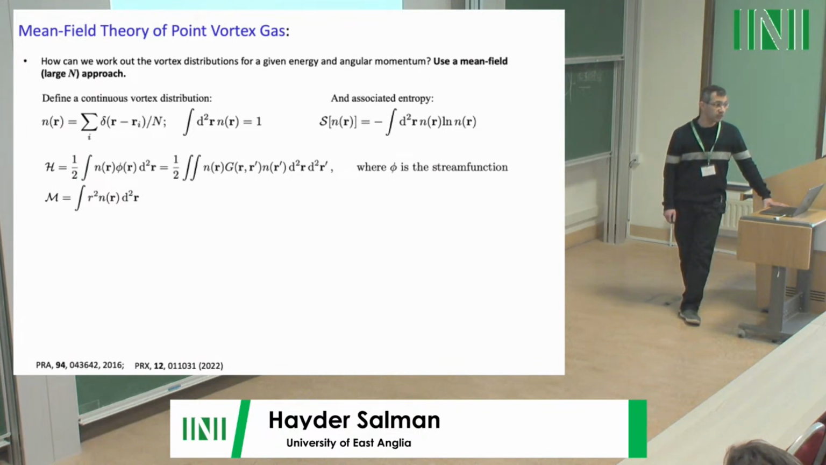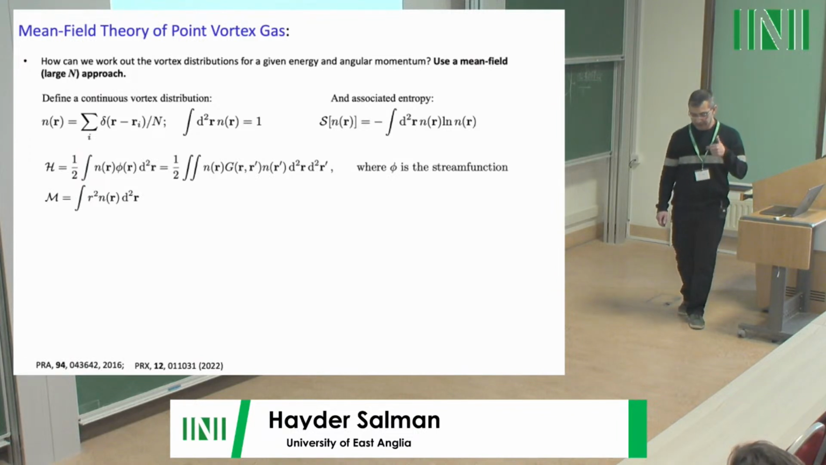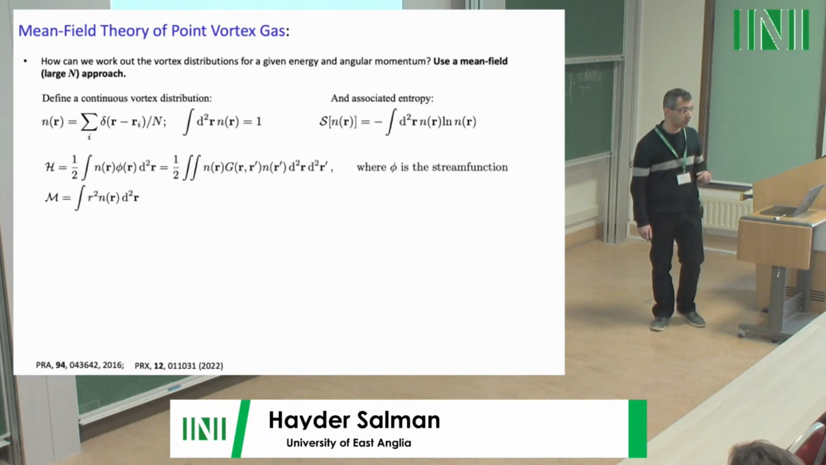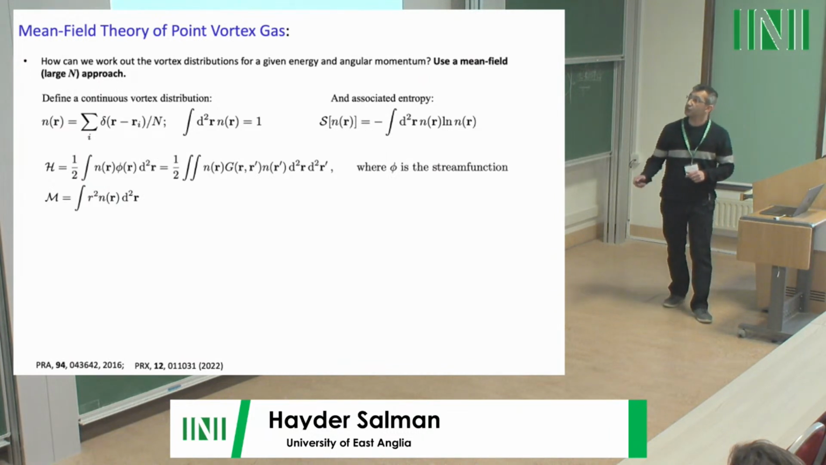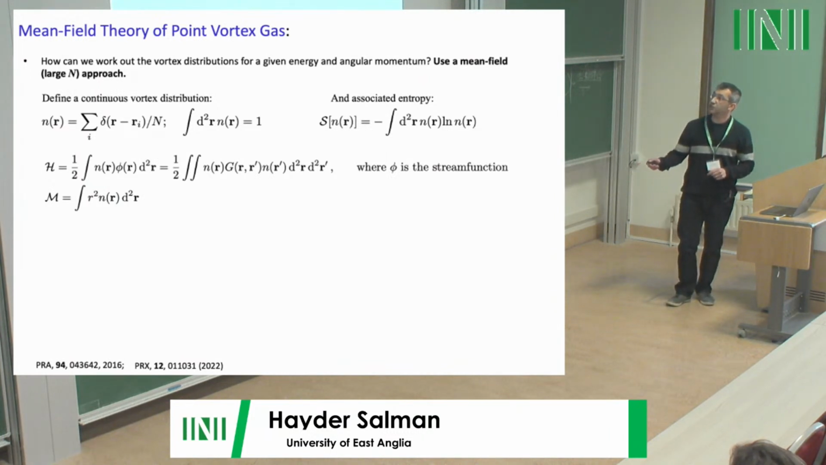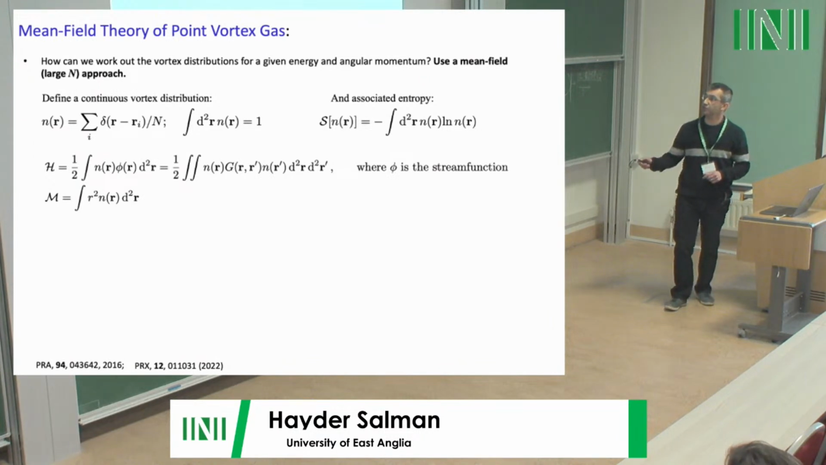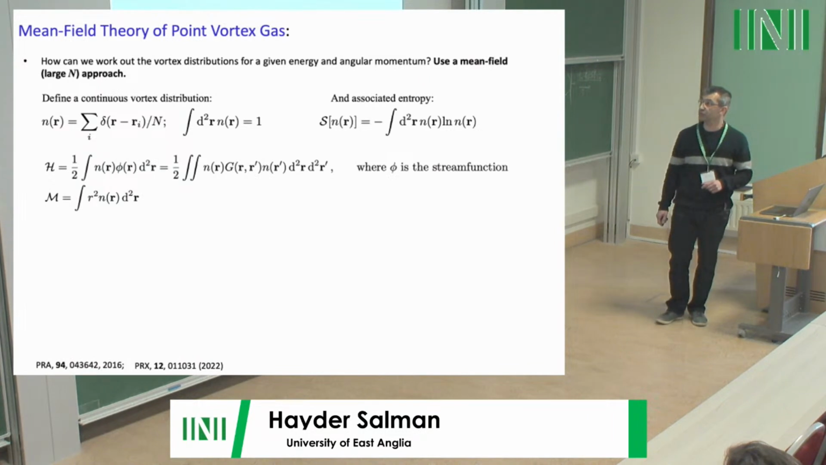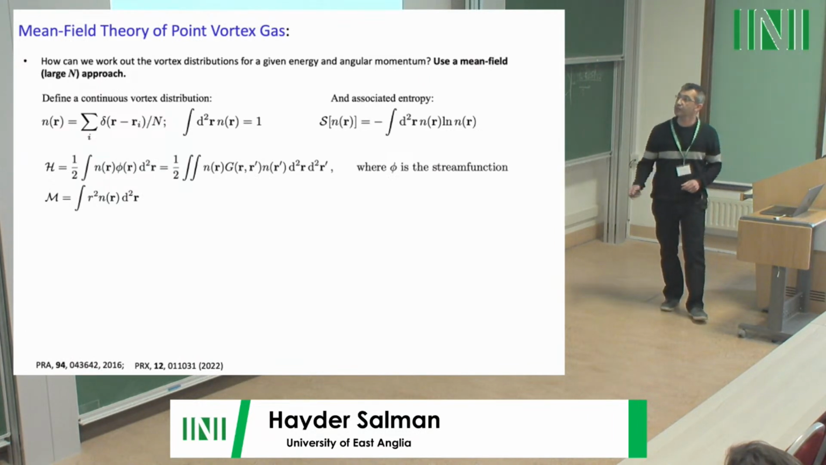Likewise, other conserved quantities like the energy and the angular momentum, if you are, for example, in a disk geometry, you will have angular momentum conservation as well. And so the Hamiltonian can be written in terms of the number density times the stream function, which can be decomposed in terms of the Green's function associated with point vortices, which is a logarithmic interaction.